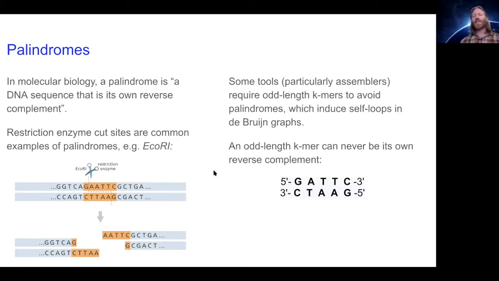The reason for this is that an odd-length Kmer can never be its own reverse complement because the middle base always switches as you do the reverse complementation. So you will notice, when you're putting your parameters into various assemblers like SPAdes, that the Kmer length is always an odd number.